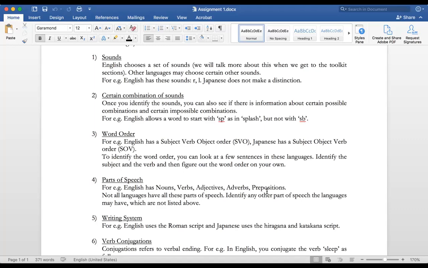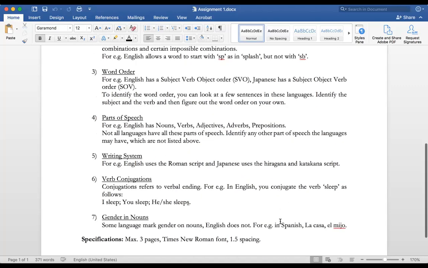You just need to find that. Again, you don't need to do your own research to find out what the word order is. A lot of these grammar books, a lot of the language material that you can find on these languages will tell you upfront what that word order is. So that's what I'm looking for with respect to word order.